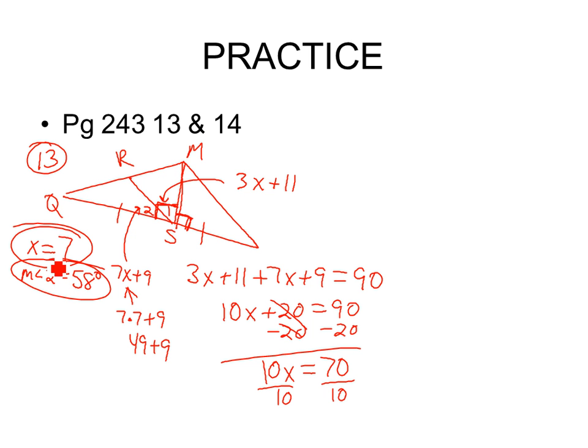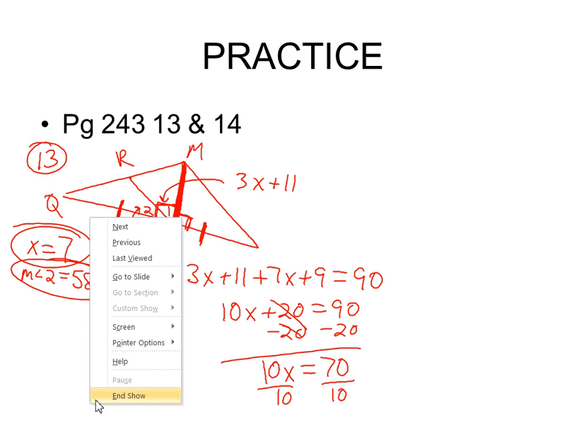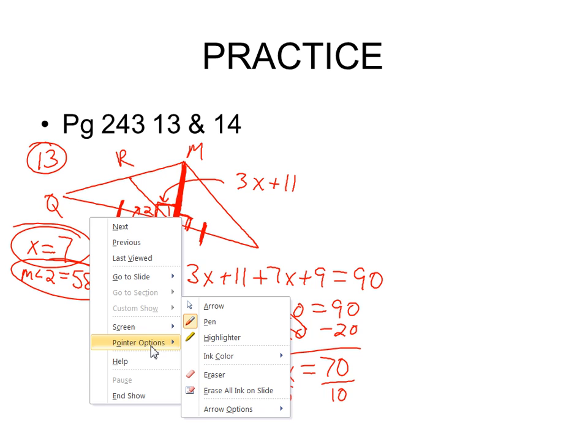Now something else on this problem that didn't really matter: not only was MS an altitude, but since it came down here and they told us that these two segments were congruent, that meant S had to be a midpoint. And if that's a midpoint, then MS is an altitude, but it's also a median, even though my picture doesn't look like it. It's also a median of that triangle. I think they use that in problem 14 here.